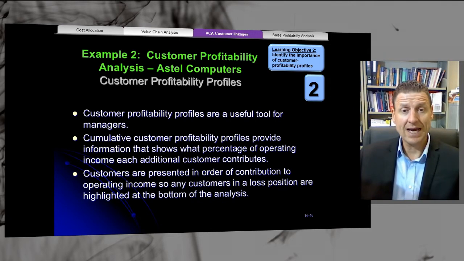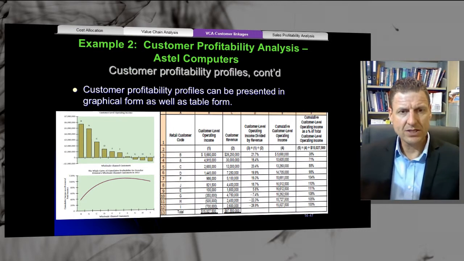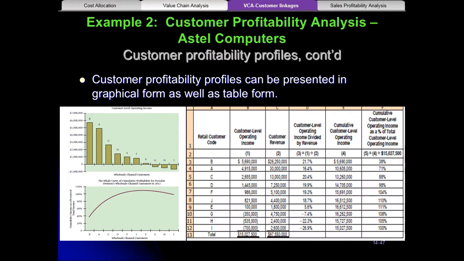Let's have a look at how we can prepare, how we can display this quantitative information for management to make these decisions. So we can have it in terms of a customer profitability profile here, from the highest profitability customer here to the lowest down here.